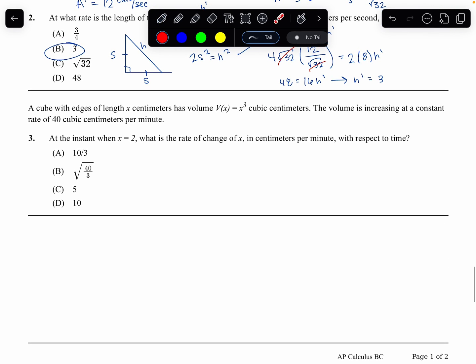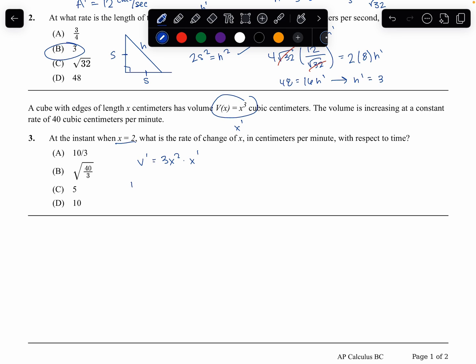All right, for 3, a cube with edges of length x centimeters has volume V of x is equal to x to the third cubic centimeters. The volume is increasing at a constant rate of 40 cubic centimeters per minute. At the instant when x is 2, what is the rate of change of x in centimeters per minute? So we're trying to find x prime. So I'm going to take the derivative of this right here. V prime is going to be equal to 3x squared times x prime.